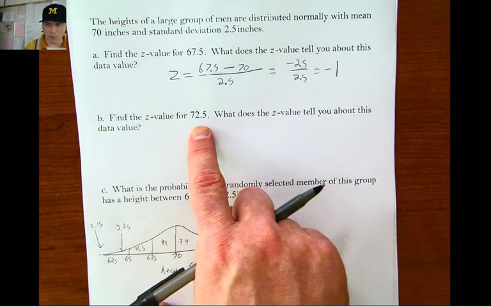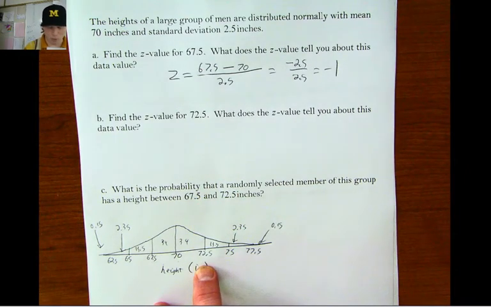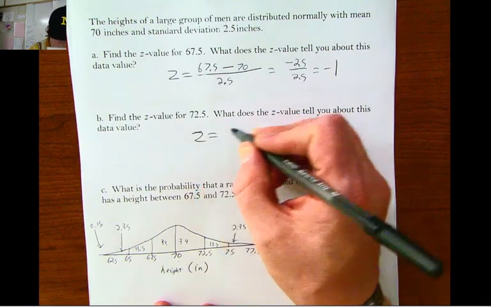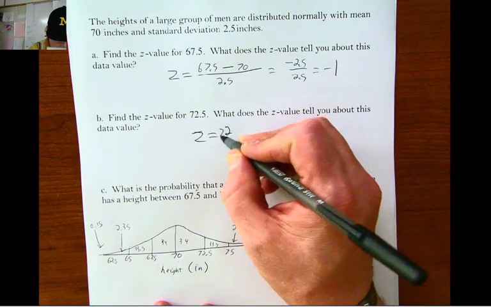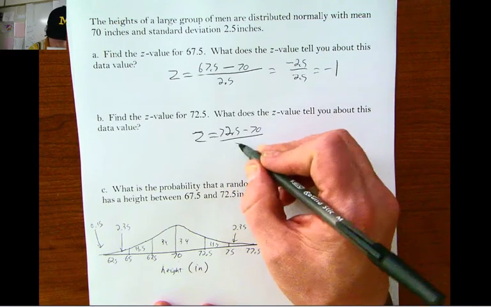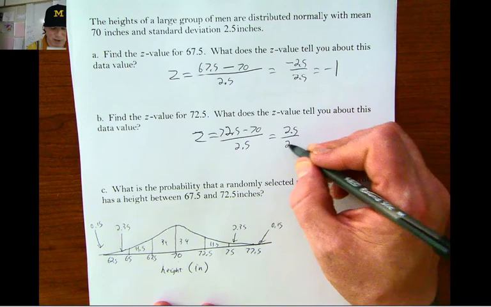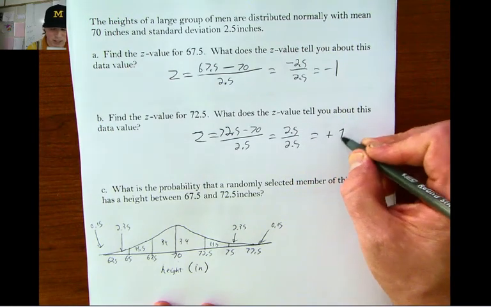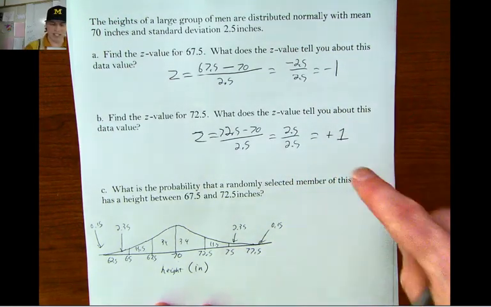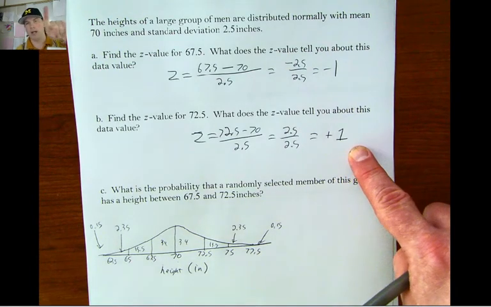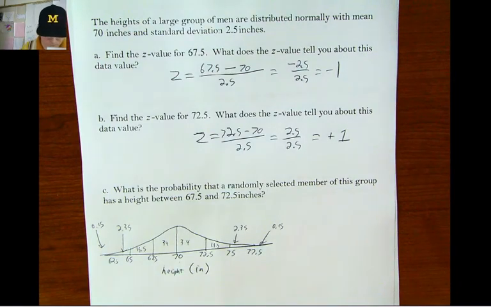Next one, 72.5. If we look at 72.5, we are one standard deviation to the right, so the answer should be +1. And let's do the math. Z equals 72.5 minus 70, the mean, divided by the standard deviation, 2.5. That gives me 2.5 divided by 2.5, which is +1. So a z-score of +1 means that you are one standard deviation to the right.